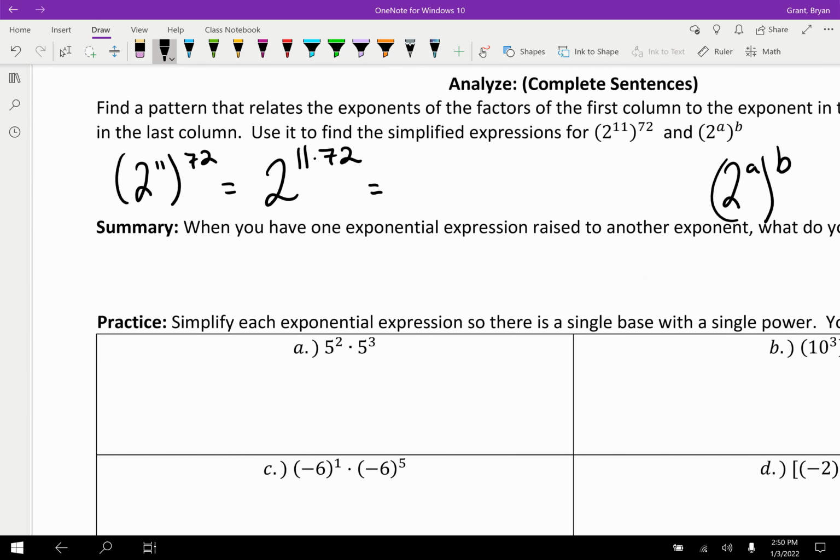Now, you can do this on your calculator, or you can maybe remember or learn your 11's trick. When you multiply by 11, you take the number you're multiplying, 72, you split it apart, add those digits together, 7 plus 2, which gives you 9. And so the simplified version of 2 to the 11th to the 72nd is 2 to the 792nd. That's a huge number. Imagine multiplying all that out, 2 times 2 times 2 times 2, 792 times. It is an enormous number.